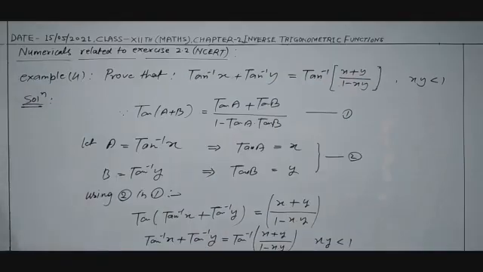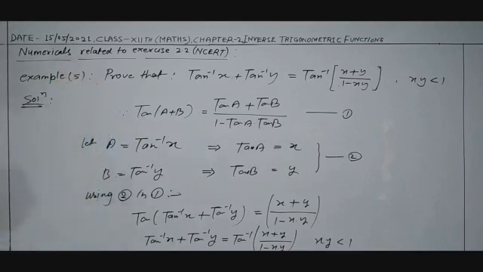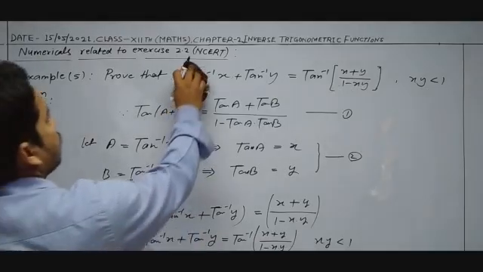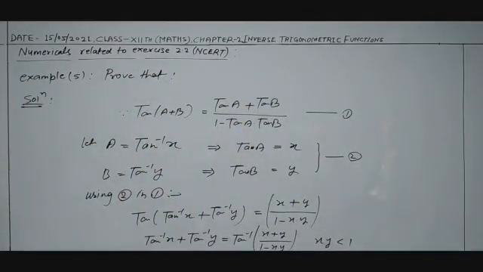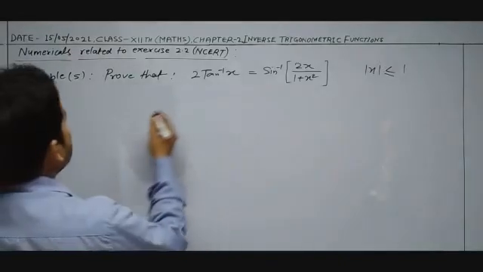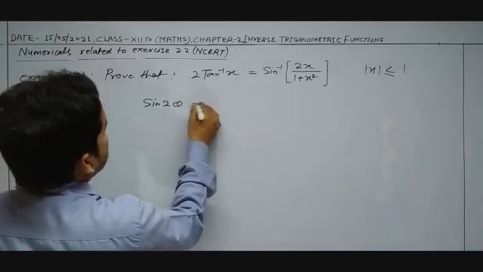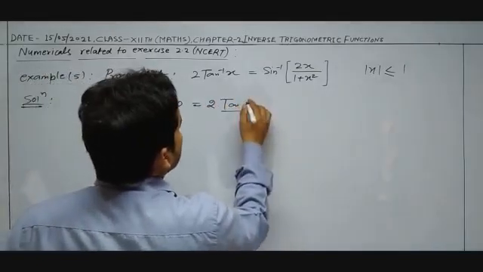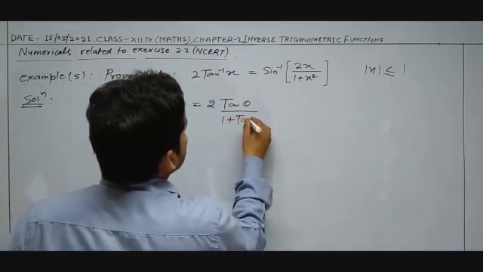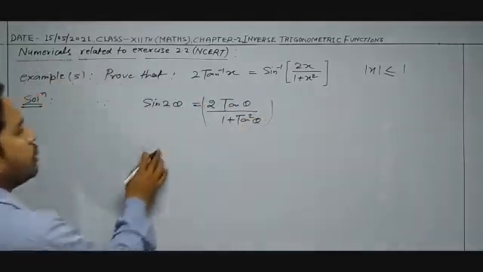Now come to proof number 5, or fifth proof. Prove that 2 tan inverse x is equal to sin inverse of 2x upon 1 plus x square. Since we know the sin 2 theta formula, 2 tan theta upon 1 plus tan square theta, this is the formula of sin 2 theta.